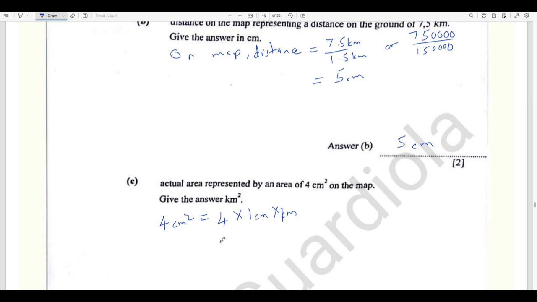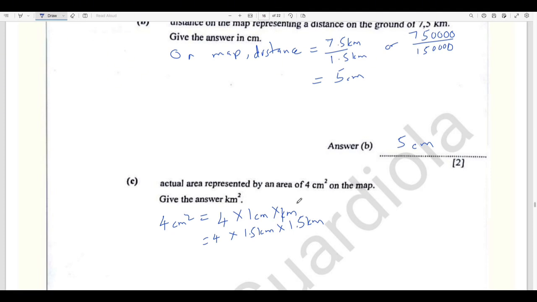Now, if we have an area of 4 square centimeters on the map, it means we are going to multiply that 4 by 1 centimeter. We said on the ground it's going to be representing 1.5 kilometers. So it will be 4 times 1.5 kilometers times 1.5 kilometers, or you could simply say 4 times 1.5 squared. It will be the same thing.